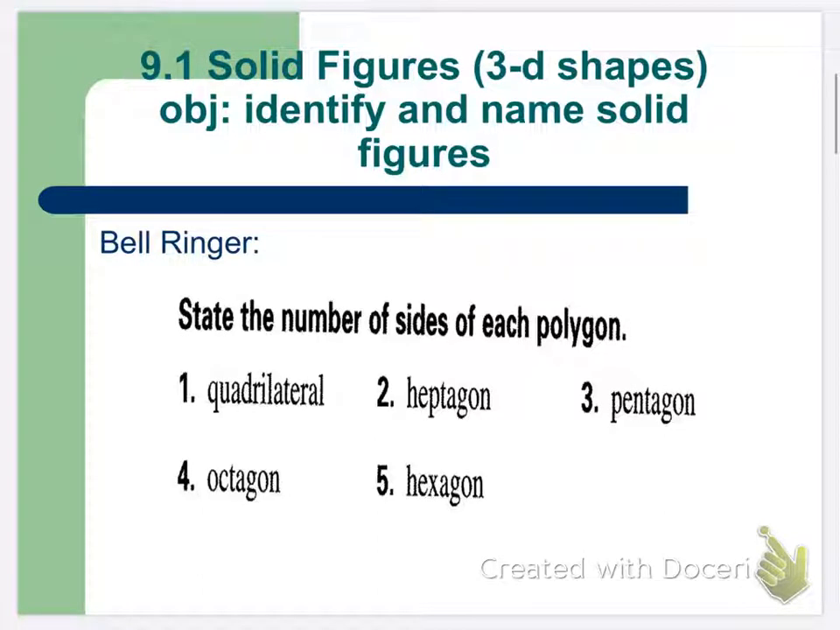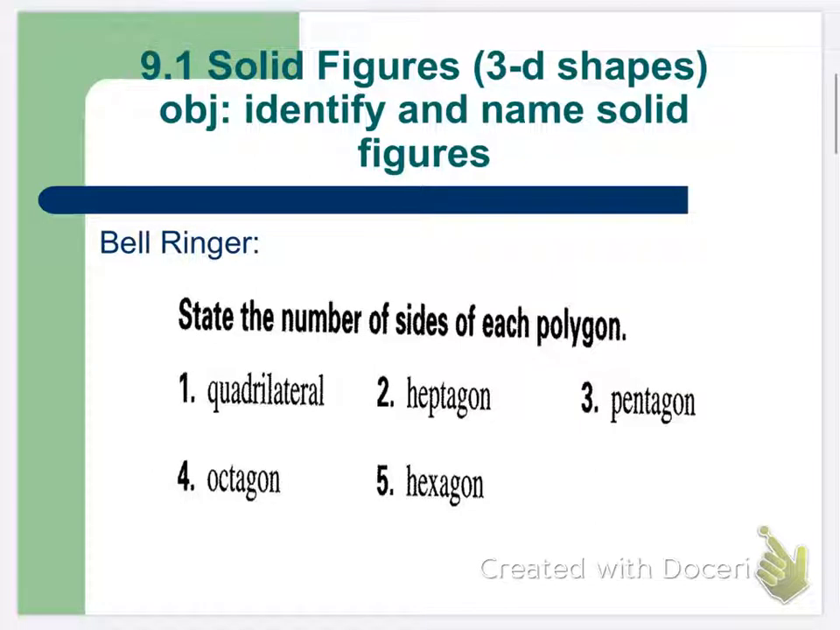Okay guys, today we are starting chapter 9, 9.1, solid figures and 3D shapes. Today we're going to identify and name solid figures. So this is our bell ringer. It's a flashback to when we named figures by the number of sides. So we're deciding how many sides each of these have.